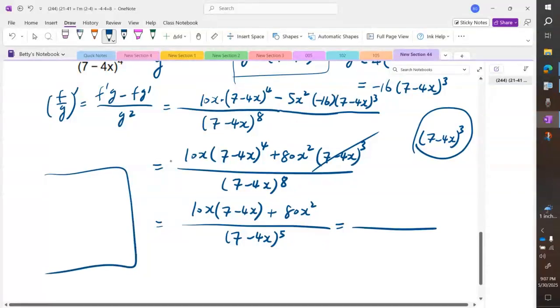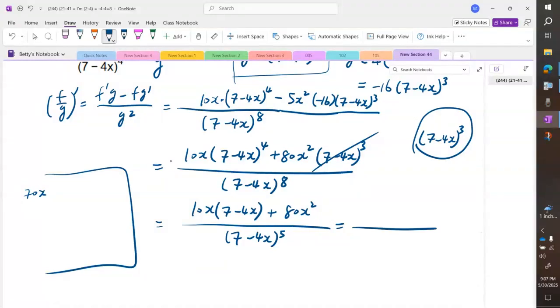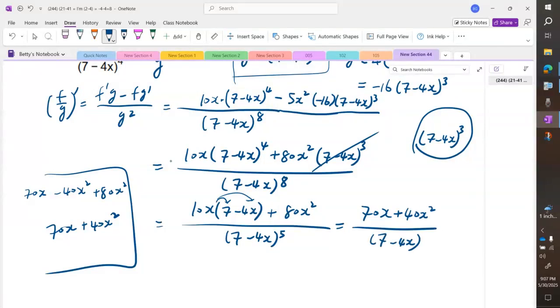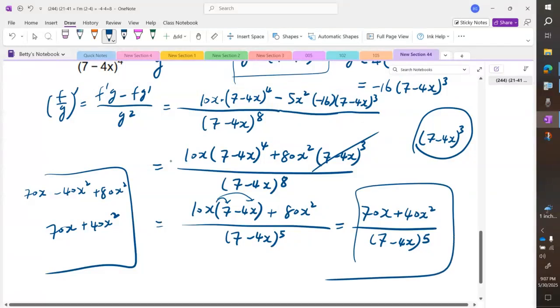We can do that right here. 10x times 7, 70x. And the minus 40x squared, right? Distribute. 70x minus 40x squared. And then plus 80x squared. 70x, negative 40 plus 80 is positive 40x squared. So the numerator is 70x plus 40x squared. The denominator is (7 minus 4x) to the power of 5. This is the final answer.